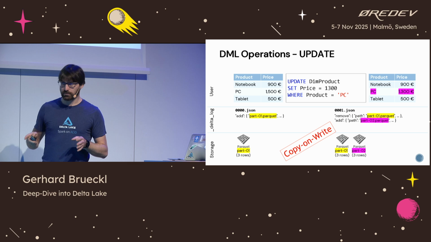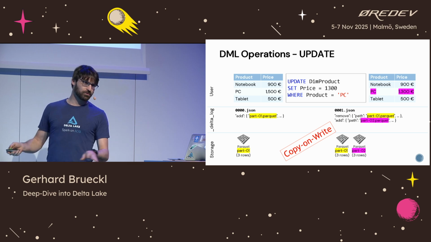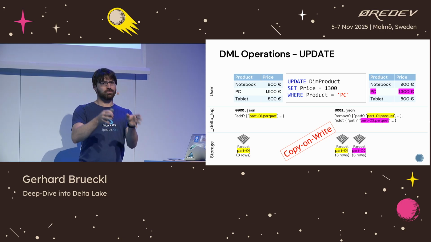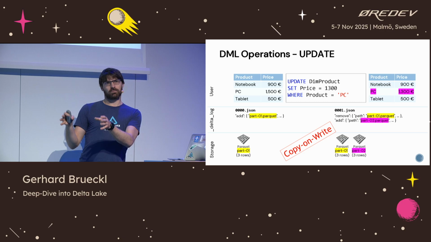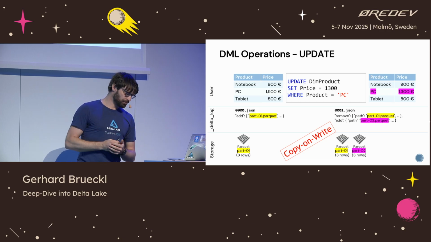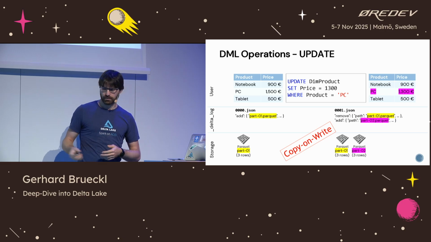That's one option that you can choose. We'll cover another one later. That's one, copy on write. So basically, whenever you do an update or change data, it's rewriting the whole file where the original data was in. There is another technique called merge on read that we'll cover later. That's also supported. But for now, that's the basic thing of how it works.